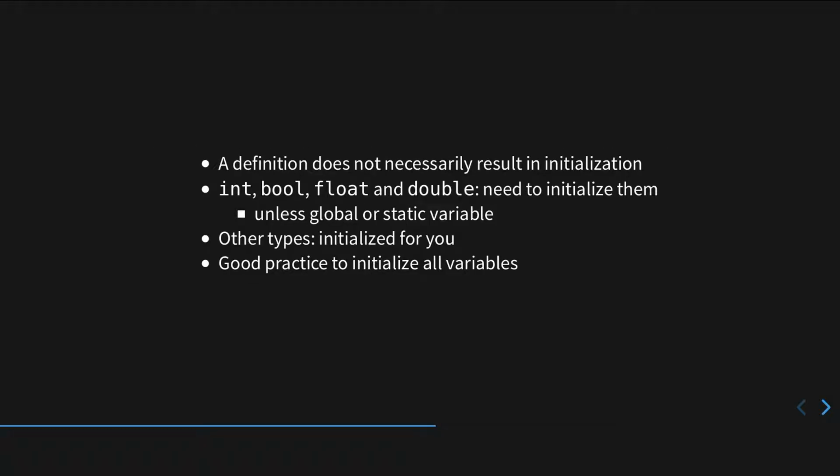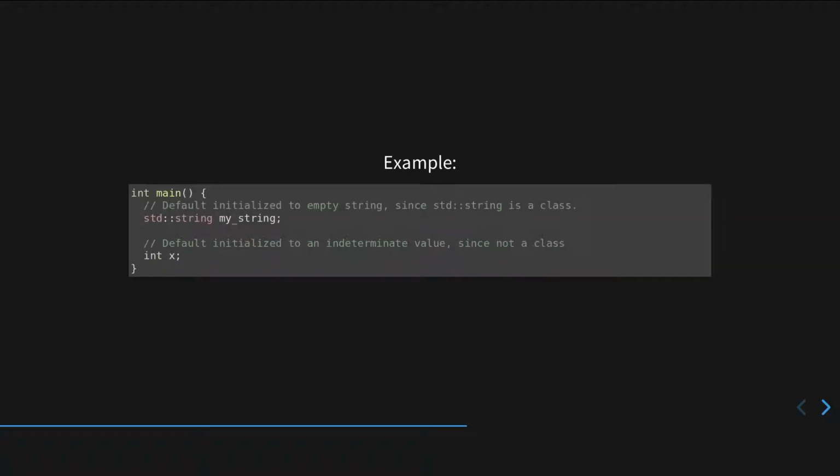A definition does not necessarily result in initialization. For types like int, bool, float, and double, you need to initialize them, unless they're a global or static variable. For other types, they will be initialized for you. However, it's always a good practice to initialize all variables to prevent the risk of having a variable with an indeterminate value. For example, we have std::string myString.